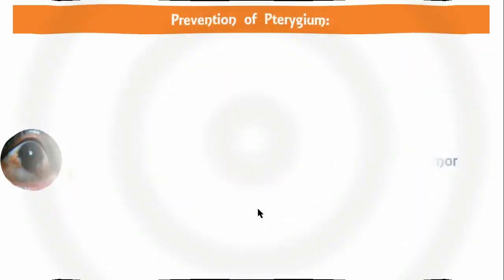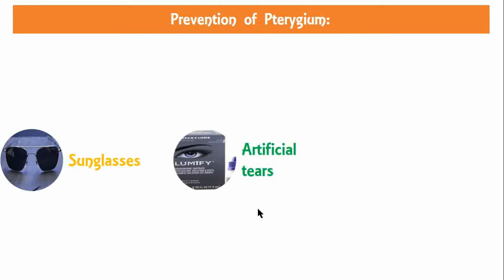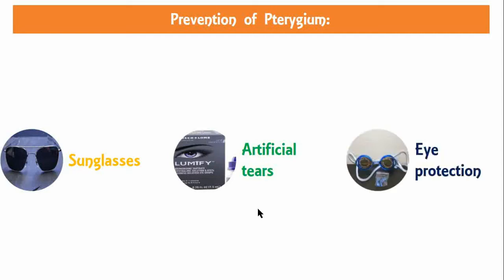Prevention of pterygium. As it is associated with excessive sun or wind exposure, wearing protective sunglasses with side shields, and/or wide-brimmed hats, and using artificial tears throughout the day may help prevent their formation or stop further growth. Surfers and other watersport athletes should wear eye protection that blocks 100% of the UV rays from the water.